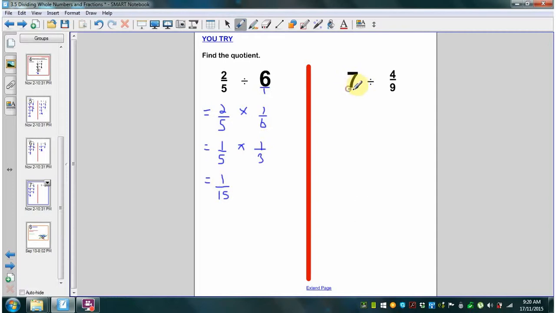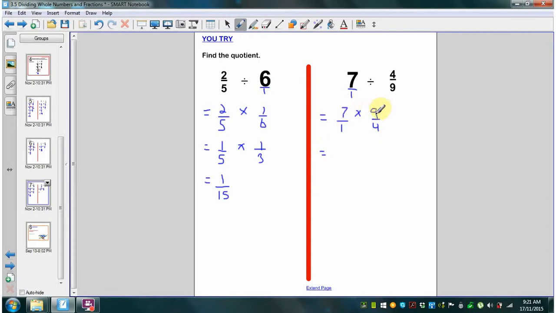Okay, here's our whole number. Immediately write it as a fraction. Then we're going to keep, change, flip. So this time we're going to keep our whole number fraction here. Okay, so we change this, flip the second one. 4 over 9 becomes 9 over 4. I can't see anything that can be simplified there.